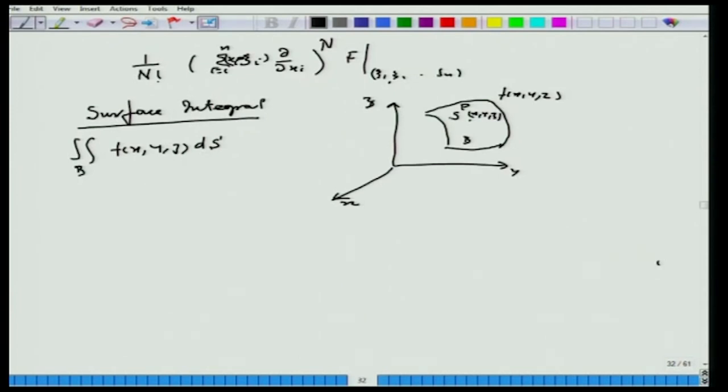This is like you partition this surface in this way. You partition the surface in this way, and let us say S is partitioned as delta S 1, delta S 2, and so on, like this we enumerate them.